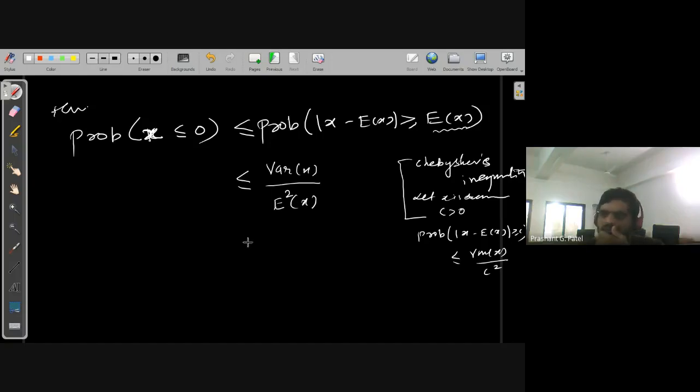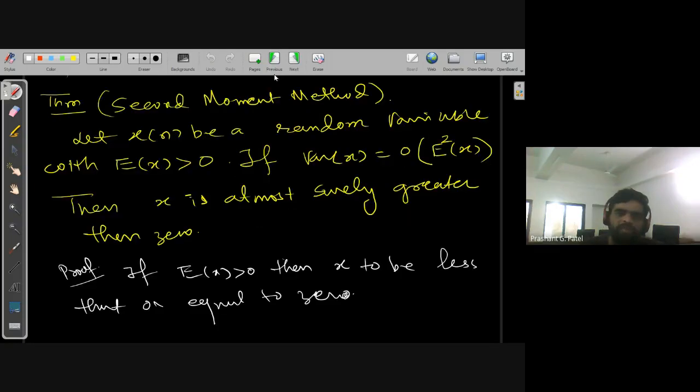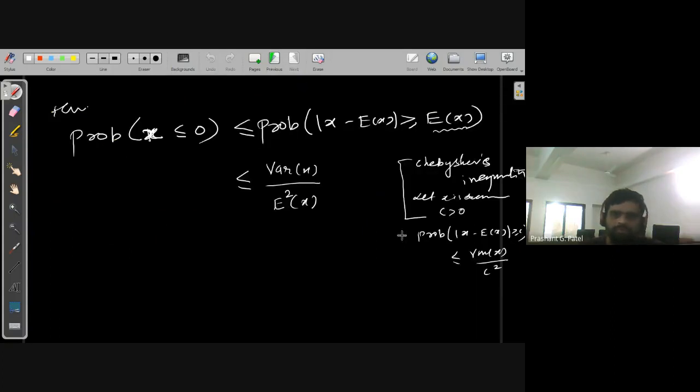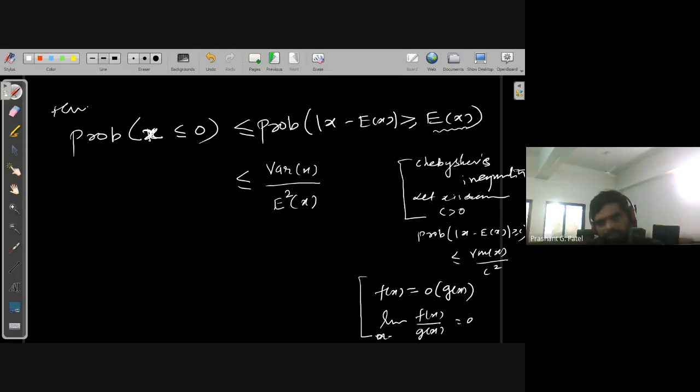And what is the given situation? The variance of X is equal to small o of E square of X. What does it mean that f(x) is equal to small o of g(x)? The meaning is that the limit of f(x) upon g(x) is 0 as x tends to infinity. So this is the meaning of f(x) equal to small o of g(x). Here it is exactly the same thing.